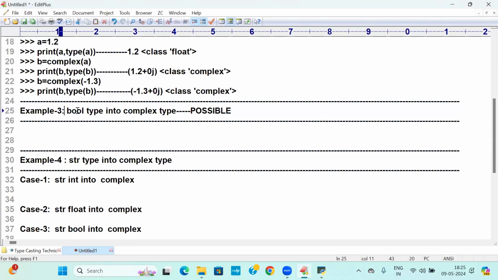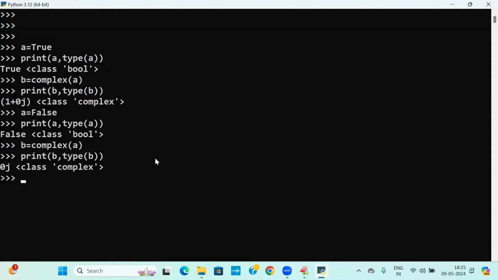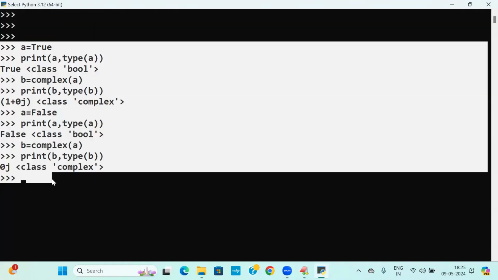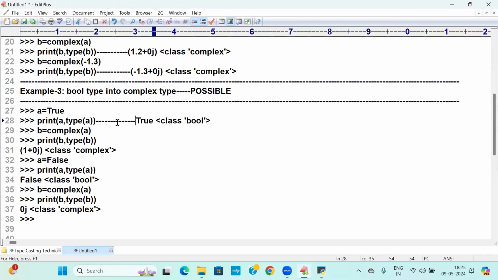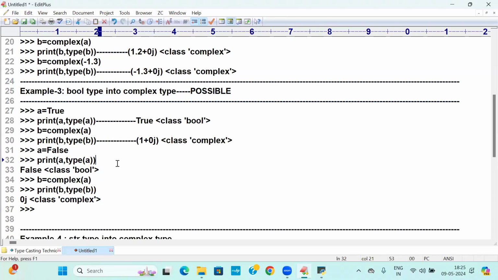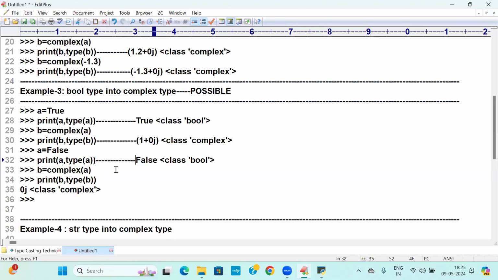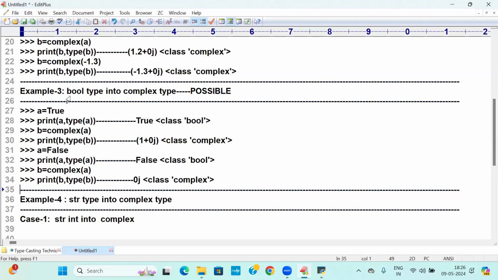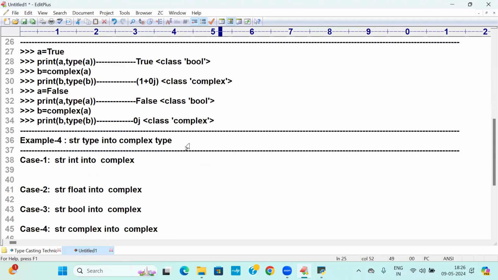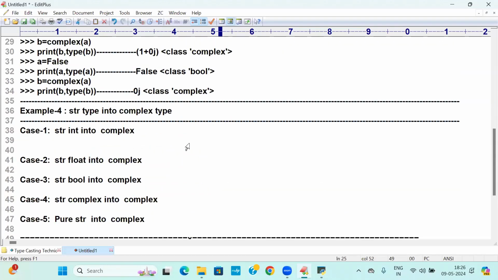Don't worry. So bool type into what type? Complex type. Bool type into complex type, I'm going to. So you said the answer, and I will carry this answer. Now I'll move further. See this now, go to this place. Here, like this. This is the data. Now bool type into what? Complex type is possible. Okay.